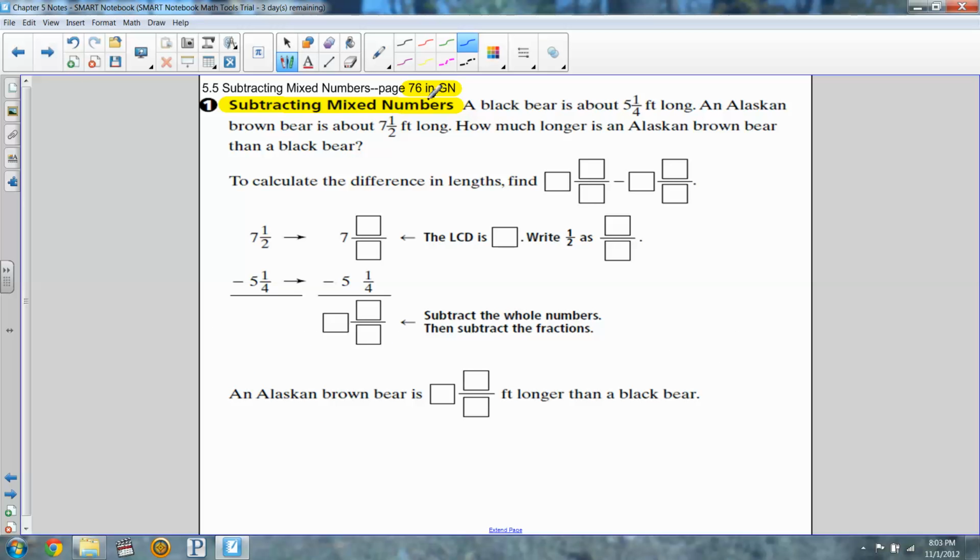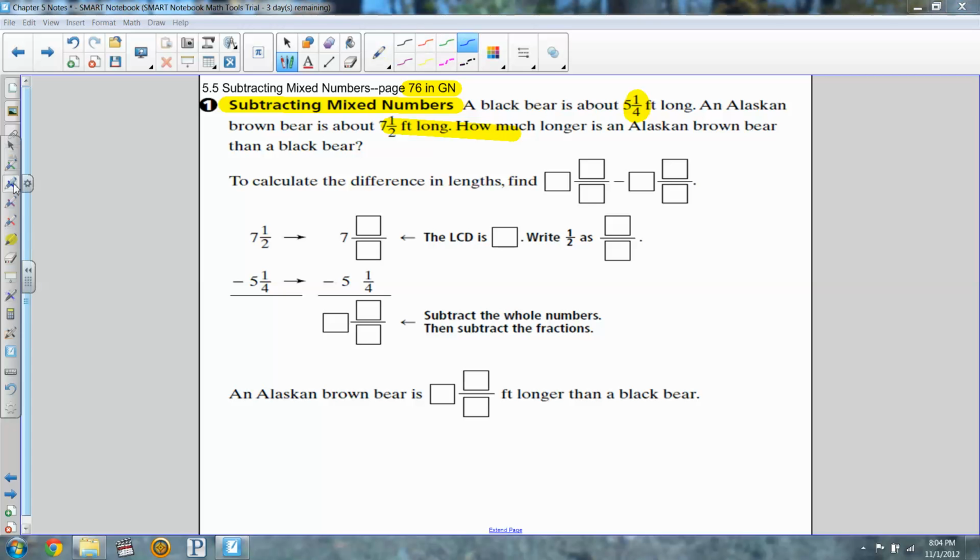We're going to be on page 76 in your guided notes, so if you need to pause so that you can get your notebook out, you can do that. I'm going to go ahead and start with this first example problem. Our first example problem is subtracting a mixed number. The important parts of my problem talk about a black bear being 5 1/4 feet long and an Alaskan brown bear being 7 1/2 feet long. I want to know how much longer is an Alaskan brown bear than a black bear.